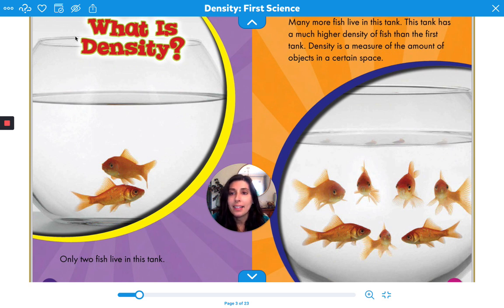What is density? Only 2 fish live in this tank. Many more fish live in this tank. This tank has a much higher density of fish than the first tank. Density is a measure of the amount of objects in a certain space.